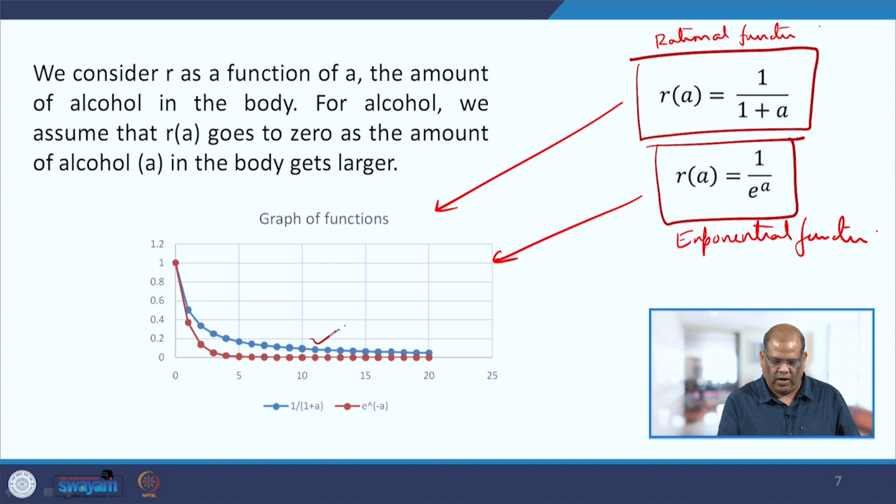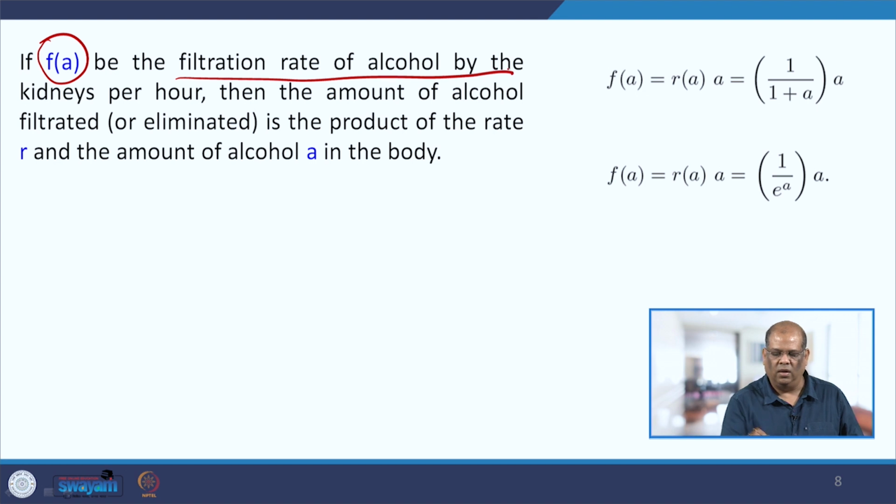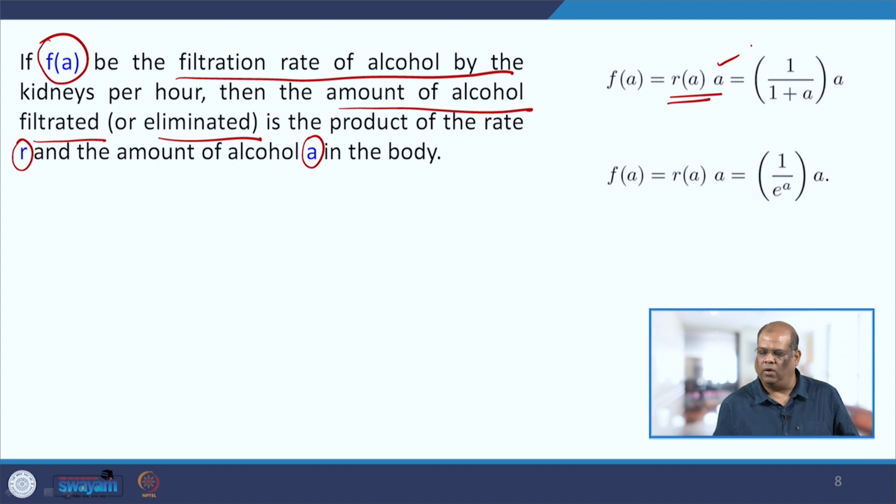Now, the first one is the rational one, 1 by 1 plus A, and the second one is e to the power minus A. Let us now see what is this FA. It is the filtration rate of the alcohol by the kidney per hour, and the amount of alcohol filtrated, that means eliminated from the body, is the product of the rate R multiplied by the amount of alcohol. So, the function multiplied by the amount of alcohol. This is the rational one, this is the exponential one, multiplied by A.